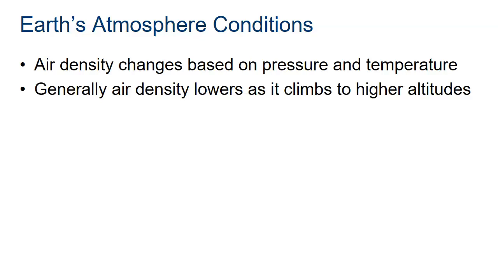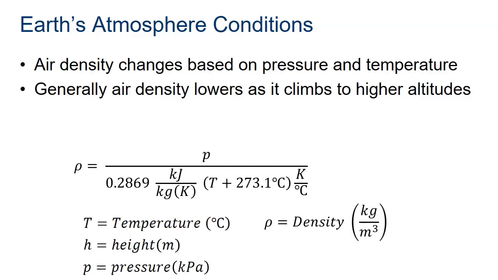As you decrease altitude, like at sea level, the air is dense, and in the mesosphere and thermosphere, it's very, very thin. So this is a formula for calculating rho, which is density. It's important to pay attention to the units. Rho is density, in kilograms per cubic meter. These units are important. Make sure you use the right units or it will not work. Temperature is in degrees Celsius, height is in meters, and pressure is in kilopascals.